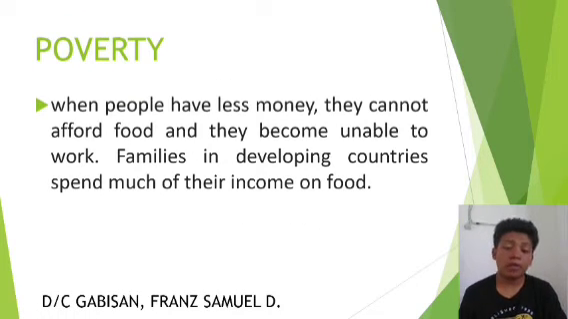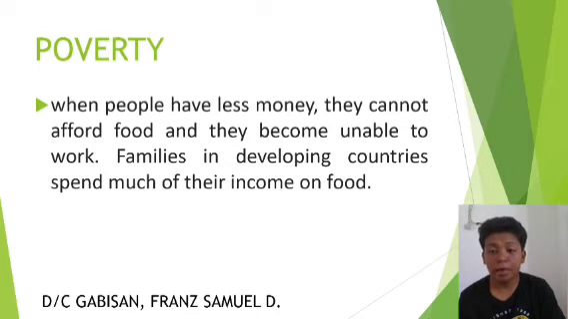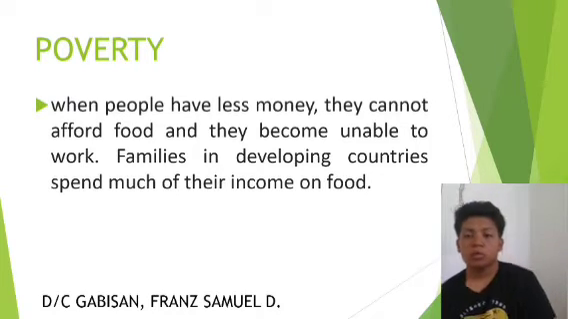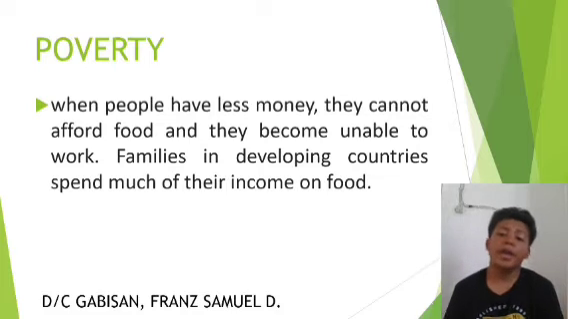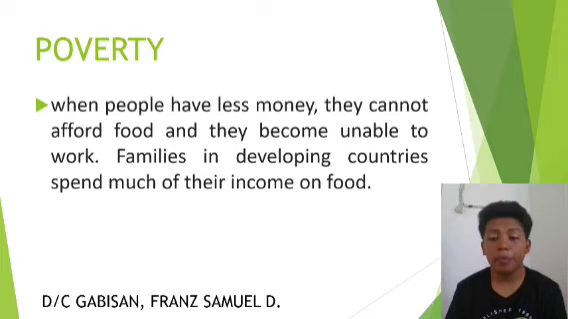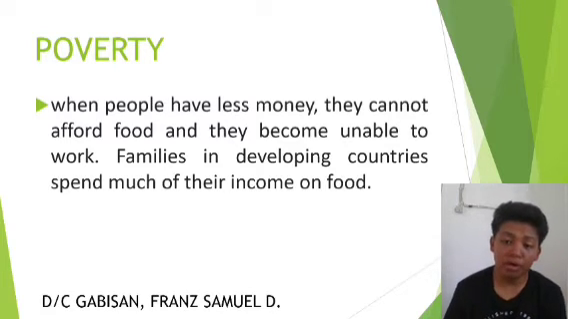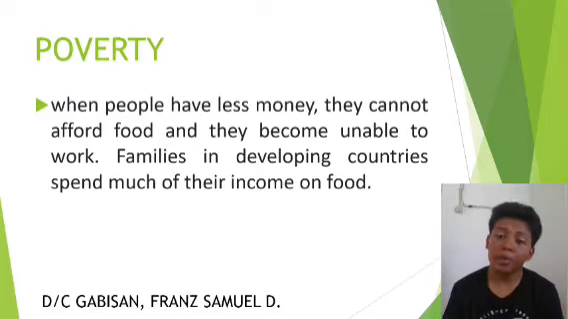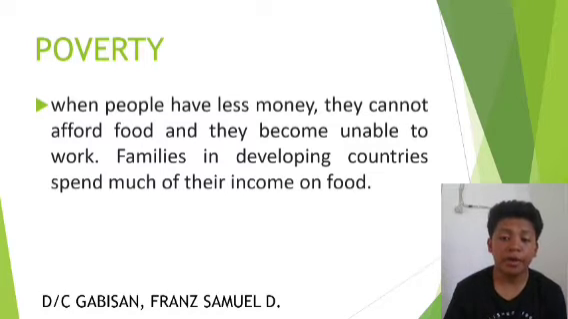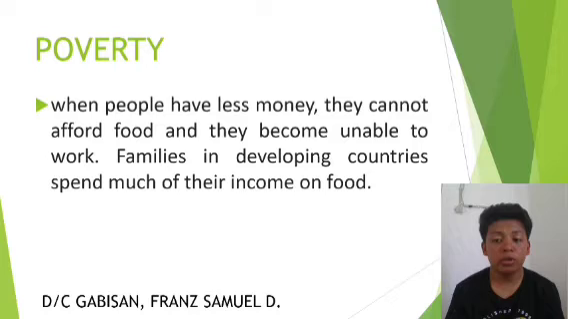So the last factor is poverty. When people have less money, they cannot afford food and they become unable to work. Families in developing countries spend much of their income on food. Reducing poverty is a key element in food policy for food security because poor people spend such a large share of their incomes on food, leaving them vulnerable to high food prices. Many poor people also obtain much of their income from farming, leaving them vulnerable to declines in agricultural output.